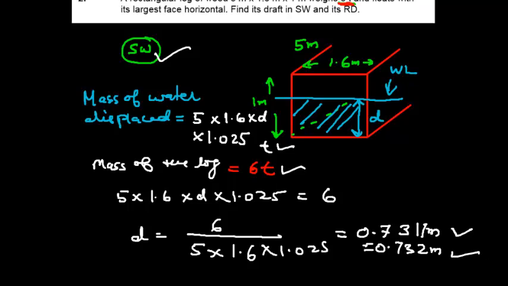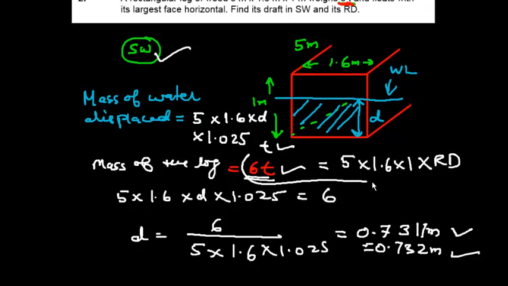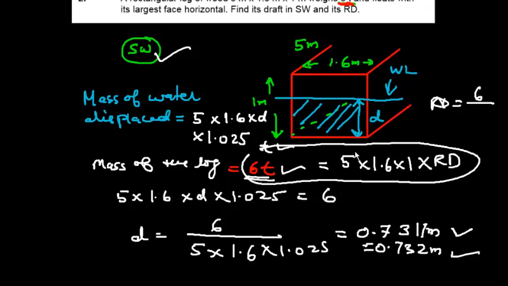Now let's work out the relative density. We need to find the relative density. The mass is given, mass of the log is 6 ton, and this mass is equal to volume, which is 5 into 1.6 into 1 into, say, this is relative density. So we need to just equate these terms. So here what I'll get, relative density is 6 divided by 5 into 1.6. So I get the value like this, 6 divided by bracket start 5 into 1.6 close is directly the answer. I get 0.75. That is the relative density of the log.